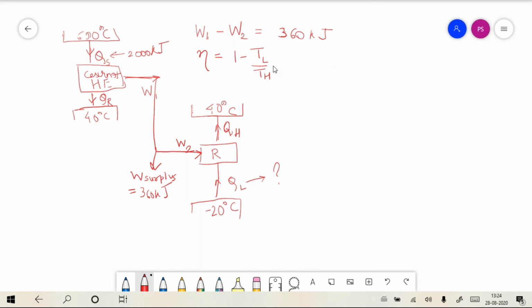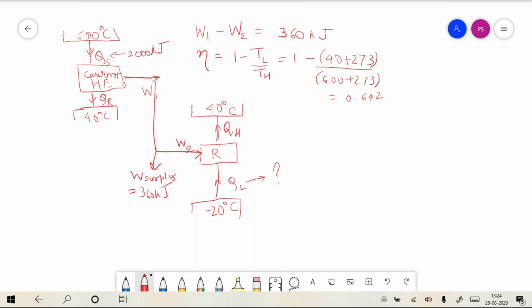See, the efficiency would be like this. Tanaya is right. 1 minus TL over TH. TL is 40 plus 273, and TH is 600 plus 273. That gives you the efficiency, which is 64%. Vedant is wrong.